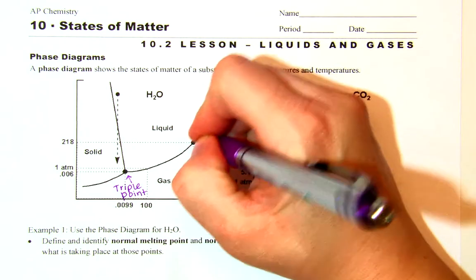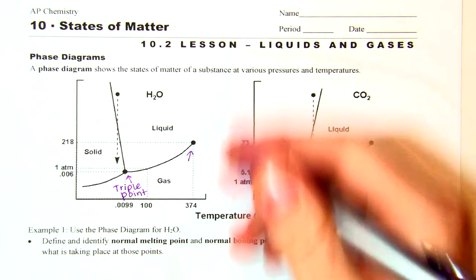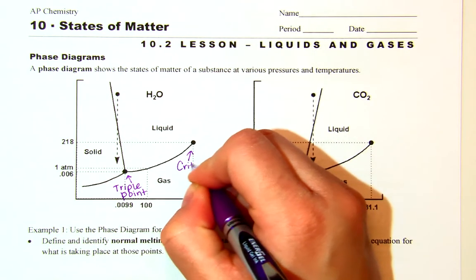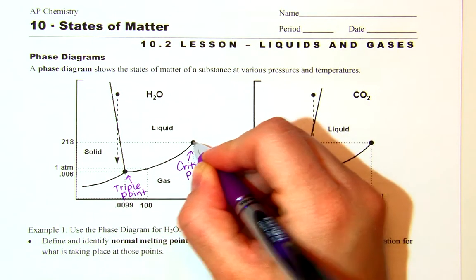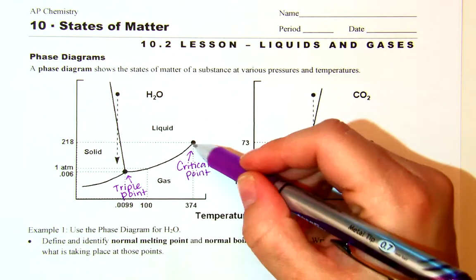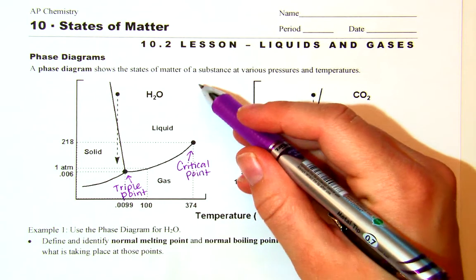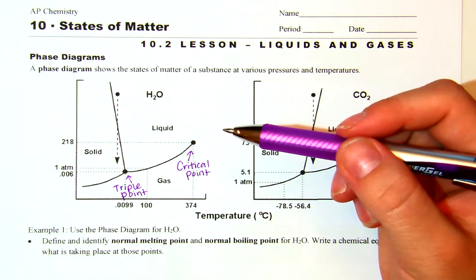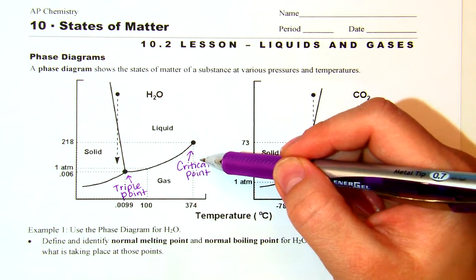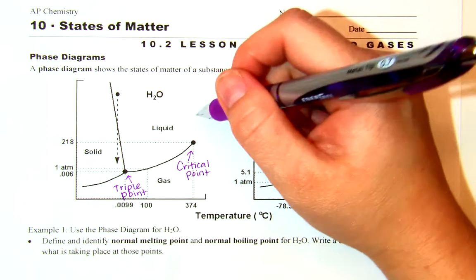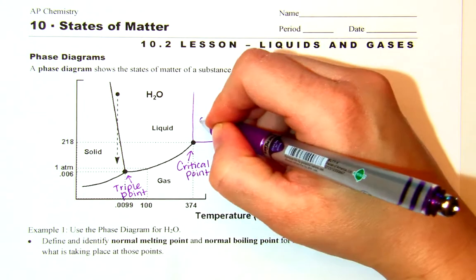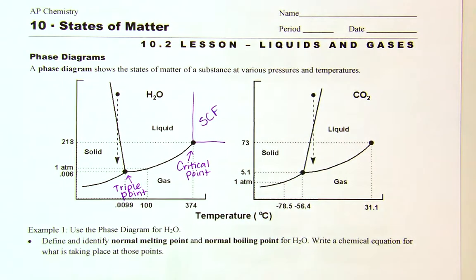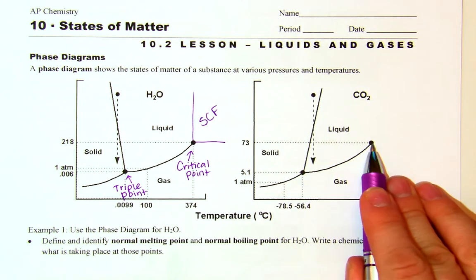Here, this point is the critical point. The critical point is the temperature and the pressure above which H2O cannot exist anymore as a liquid or a gas. It's considered a supercritical fluid or a plasma after this point. So you can draw lines like this and write SCF for supercritical fluid. Same thing over here. You have your triple point and your critical point.